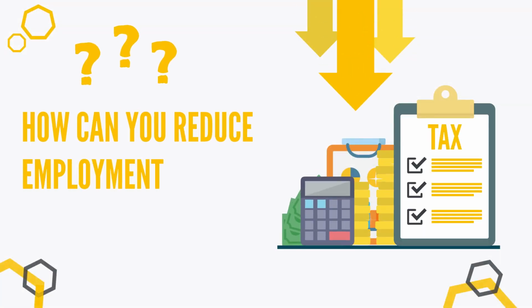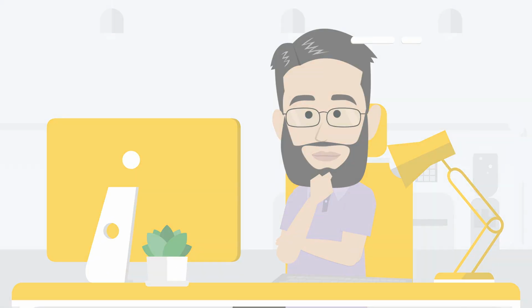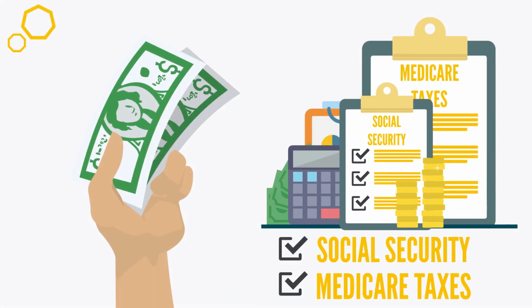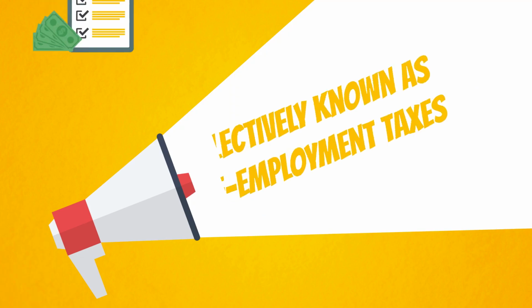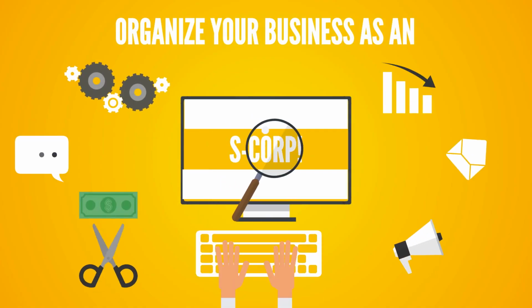So how can you reduce employment taxes with an S corporation? If you're self-employed, you'll usually have to pay higher Social Security and Medicare taxes, collectively known as self-employment taxes. One way to help avoid these higher taxes is to organize your business as an S corp.